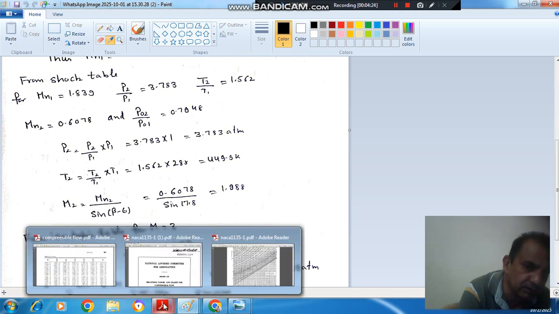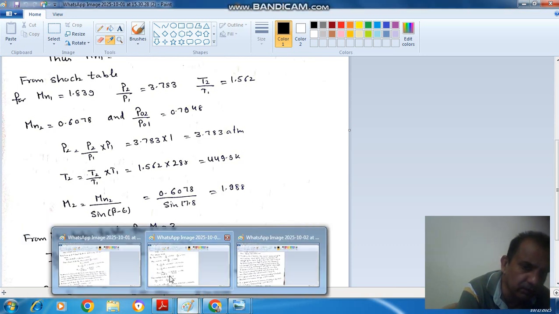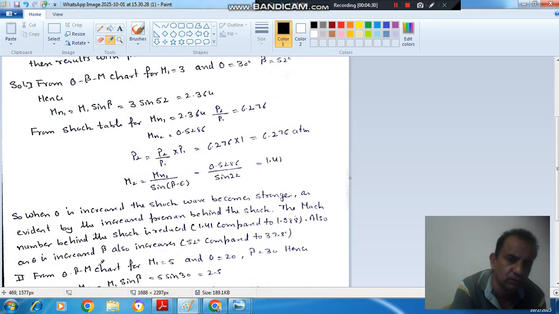So it means the final Mach number, or the downstream Mach number, is decreasing. It means the shock is stronger and pressure is also increasing, now 6.276. So when theta is increased, the shock wave becomes stronger, as evident by the increased pressure behind the shock. The Mach number behind the shock is reduced, 1.41 compared to 1.98. Also, as theta is increased, beta also increases. Now it is 52 compared to 37.8 in the previous question.